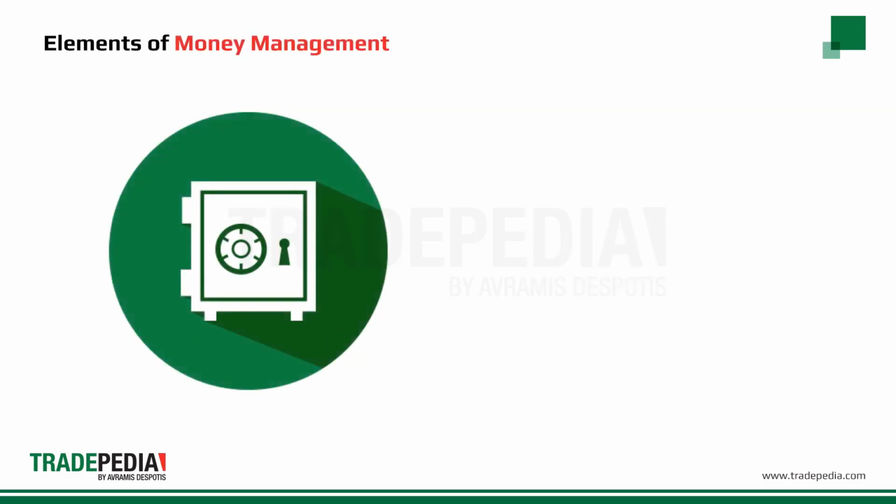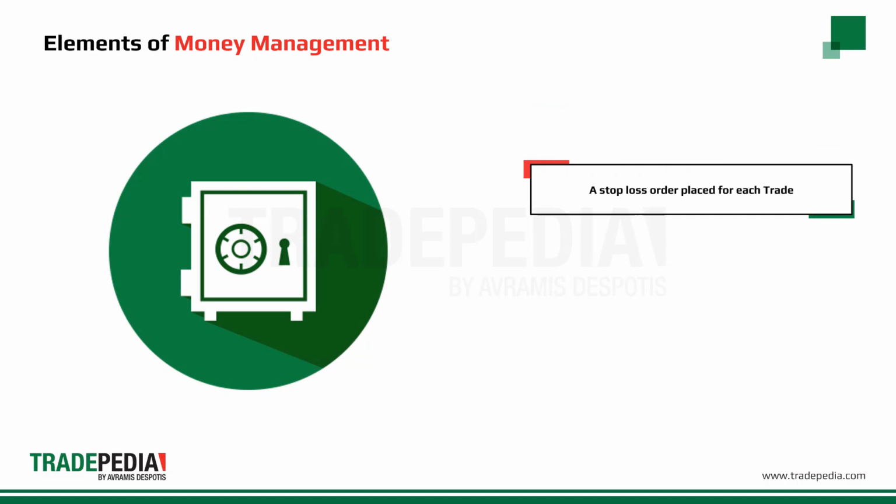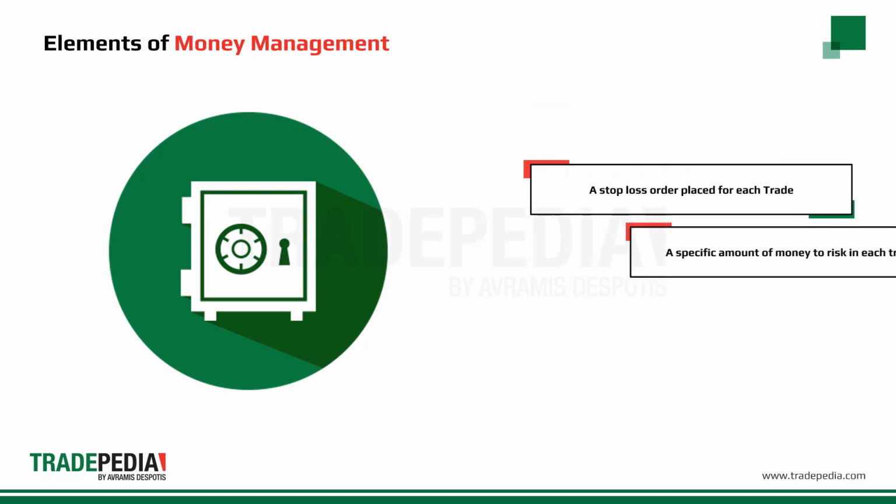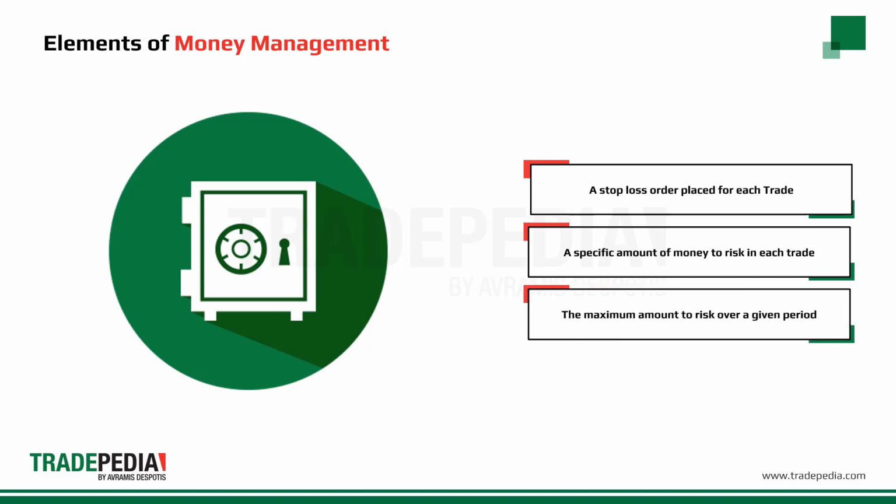The elements of money management are a stop-loss order placed for each trade, a specific amount of money to risk in each trade, and the maximum amount to risk over a given period of time.